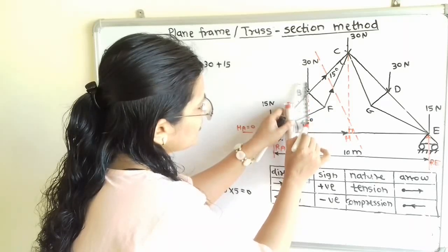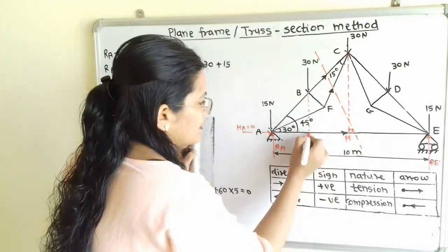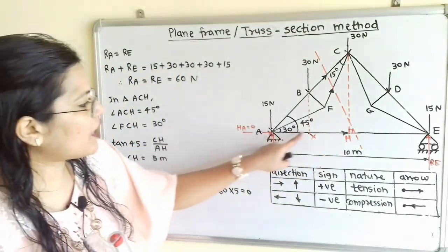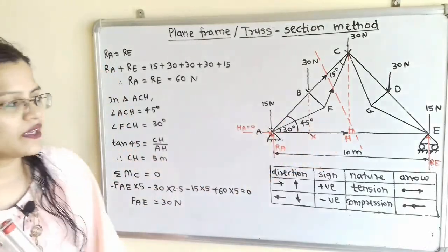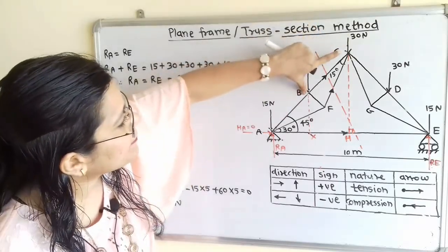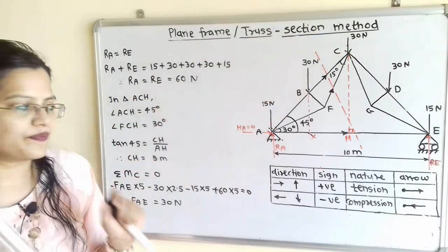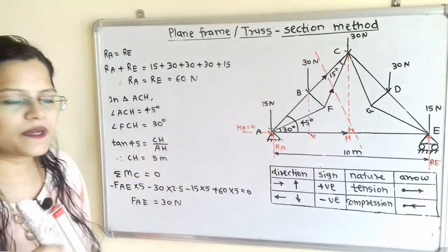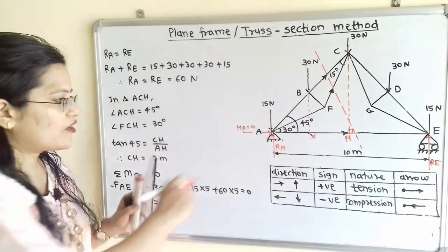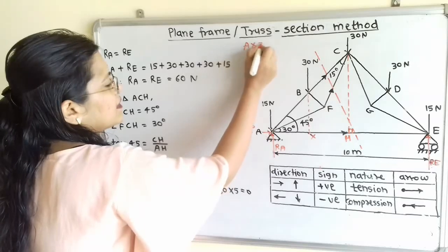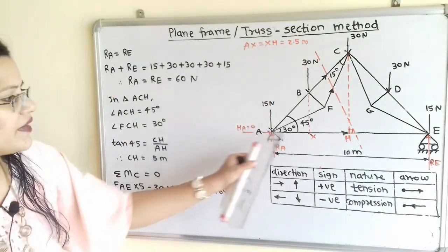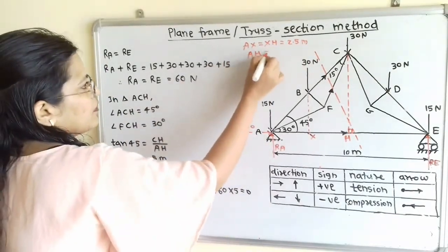I will drop one construction line on horizontal line AE. Suppose this point is X, then we have to find out AX as well as XH. This is the middle point, because in the question it is mentioned that the distance B to C and A to B is the same. So if I draw one perpendicular line, then AX is equal to XH. So 5 divided by 2, that is 2.5. So I will write here AX is equal to XH is equal to 2.5 meter. In the same way, AH is equal to 5 meter.